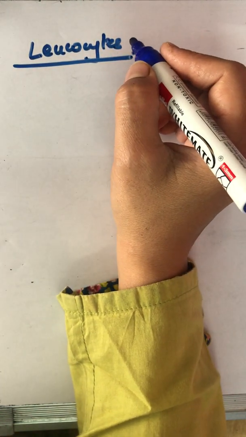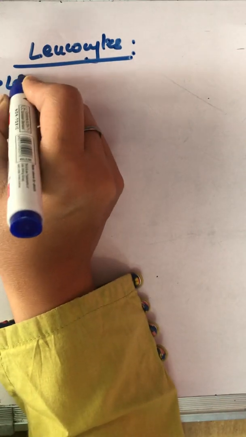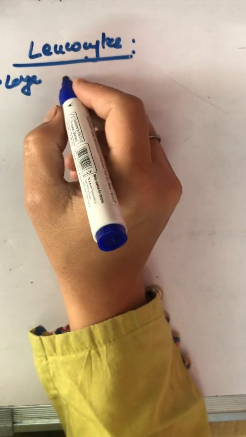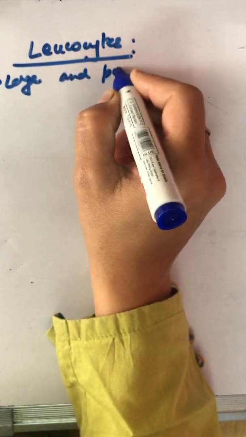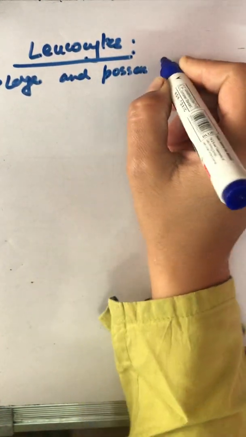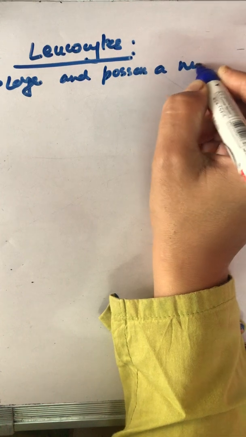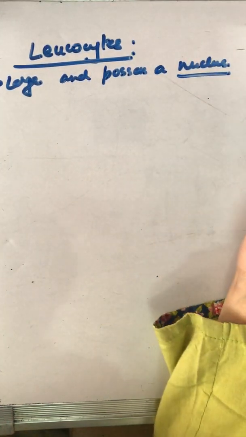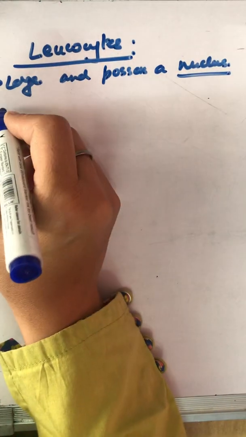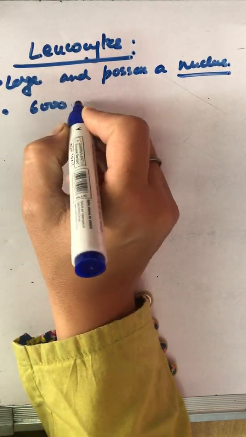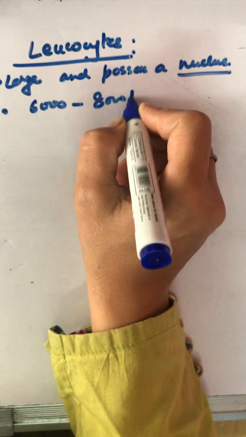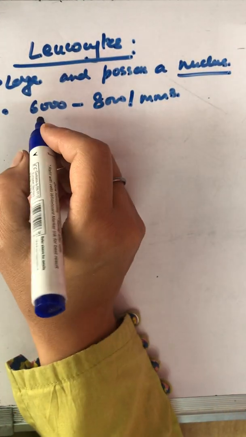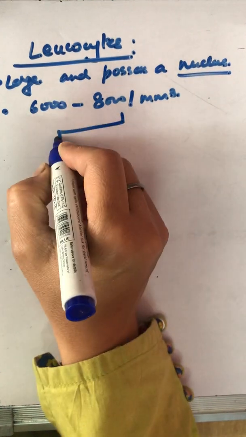Leukocytes are also called WBCs. They are large. Again, we are talking about the size first. Large and possess a nucleus which is centrally located, right? So they possess a nucleus. Their number is about 6,000 to 8,000 per millimeter cube of blood. And they have two categories.